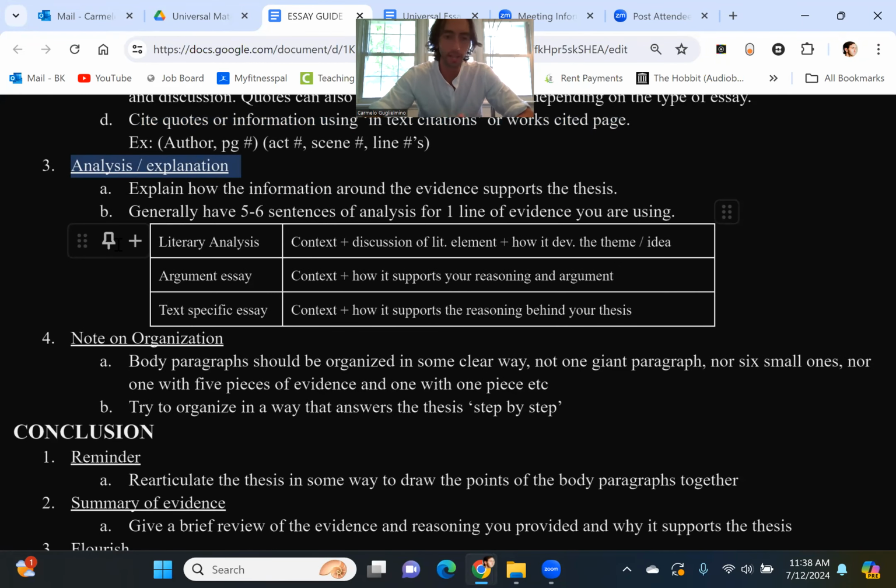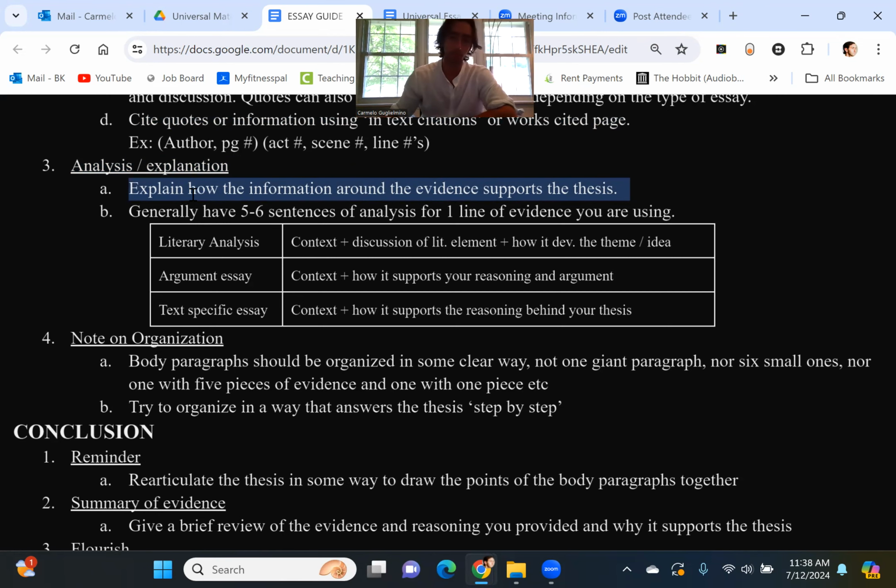Now, for the actual important bit, the analysis of whatever it is that you are discussing, you need to explain how the information around the evidence supports the thesis. Okay, so you've given me this example from the text, you've given us a quote that goes along with it. Well, so what? Okay, the actual meat and bones of that process comes here.